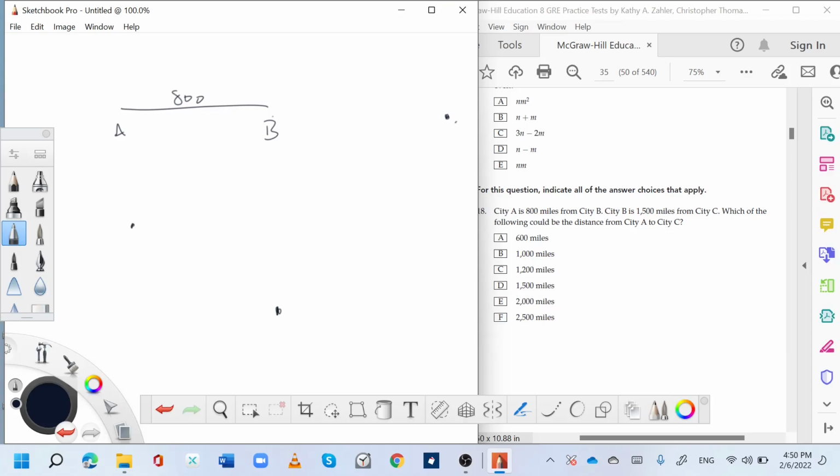So we know that BC is not more than AB plus BC. That would be impossible, no matter what. Because if you go from A to B and then B to C, that's obviously more than going directly from B to C. We know that AC is likewise, it cannot be more than A to B and then B to C. Because the shortest distance between two points is a straight line.